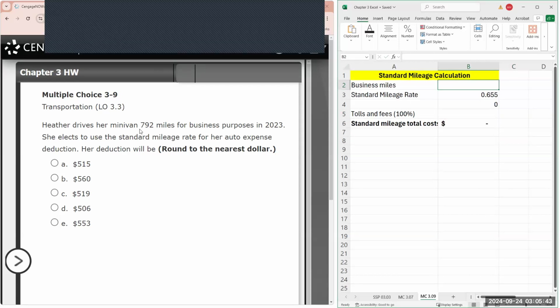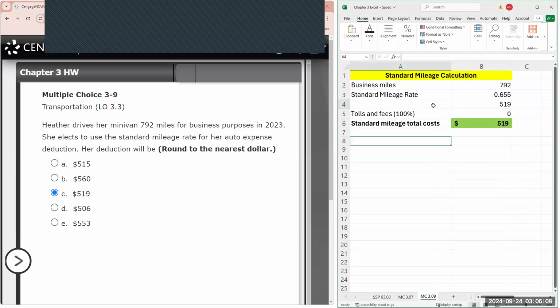So the business miles, it lets us know here, is 792 miles. The standard mileage rate is 65.5 cents. So we get this subtotal. It doesn't mention anything about tolls and fees, 0. So our correct answer would be $519. All right, so the standard mileage, it makes things fairly easy.